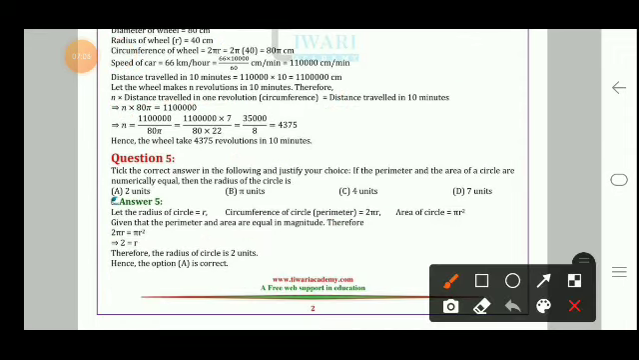Then the last question, question number 5. Choose the correct answer in the following and justify your choice: if the perimeter and the area of the circle are numerically equal, then the radius is 2 units, pi units, 4 units, or 7 units.